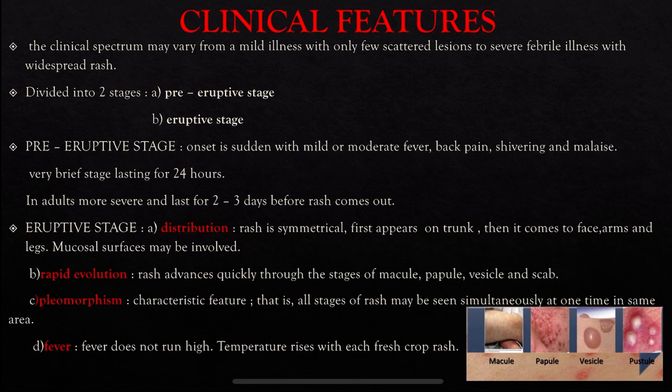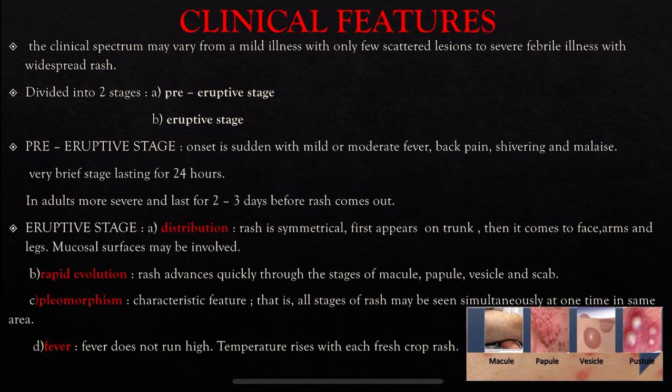Memorize it again. If a person has chickenpox in a milder state, he will come with fever, back pain, general malaise, and shivering. It is a very brief stage lasting for 24 hours. In adults, it can be more severe, and this pre-eruptive stage can last for 2 to 3 days before the rashes come.